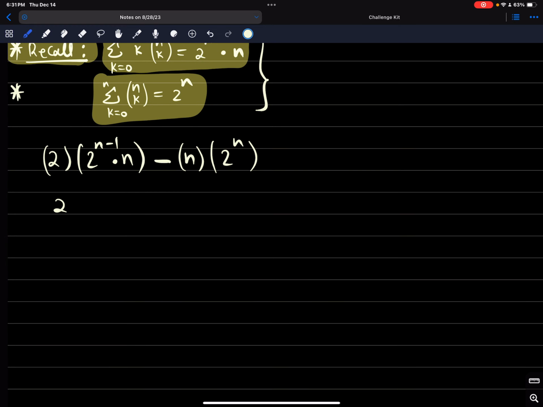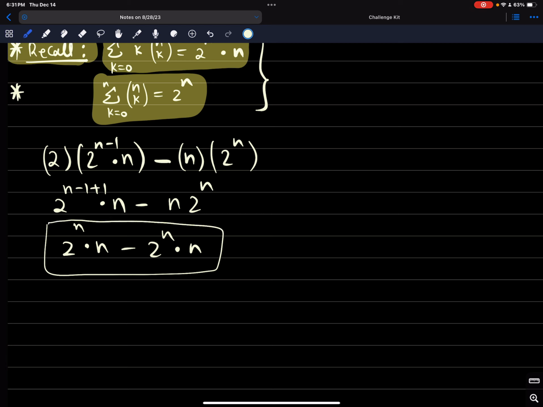Okay, so now we have that, we can just do this: 2 to the power of n minus 1 plus 1 times n minus n times 2 to the power of n. This just becomes 2 to the power of n times n minus 2 to the power of n times n. I just moved this n from here to here. It's the same thing because multiplication is commutative, so you can move around things. And therefore, this is the answer. Well, if you want to have the simplified answer, that's just going to be 0, right? This is the final answer.